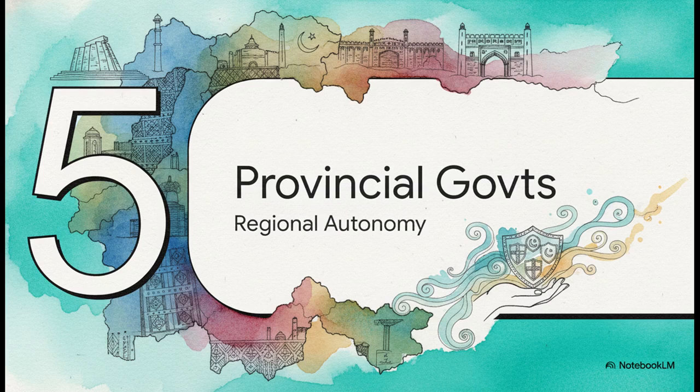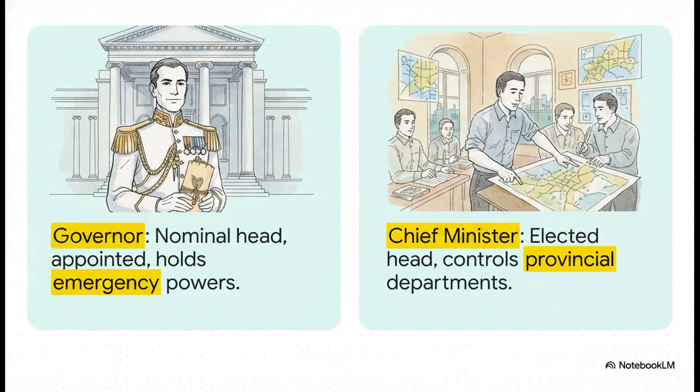All right, Section 5, the Provincial Governments, Regional Autonomy. If this structure sounds a bit familiar, well, it absolutely should. The provinces operate almost like autonomous mini-countries, and they perfectly mirror that federal separation of powers we just talked about. Instead of a president, the province gets a governor. This is a largely nominal figurehead appointed from the center, though they do get some pretty significant emergency powers if a crisis or martial law hits.